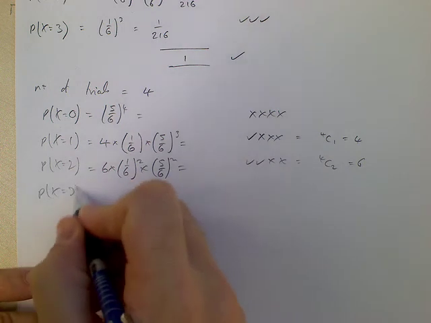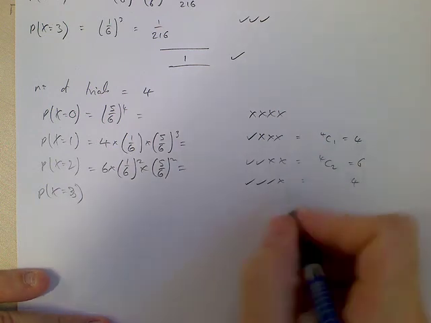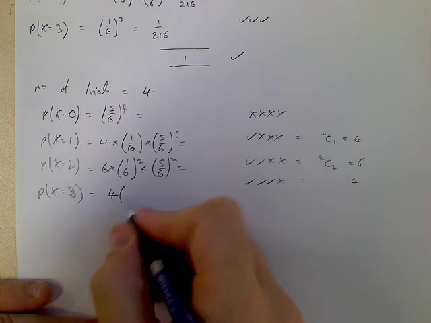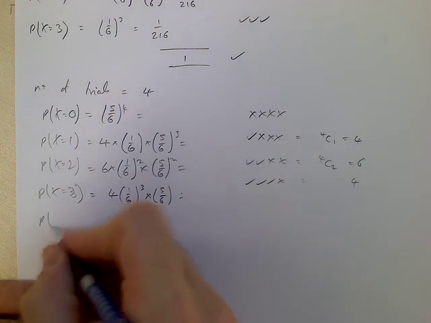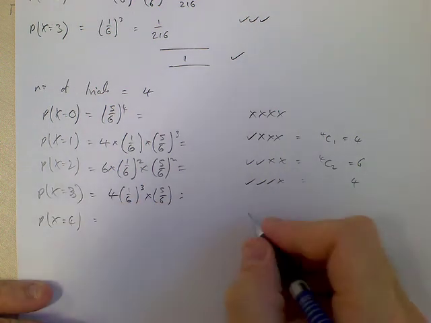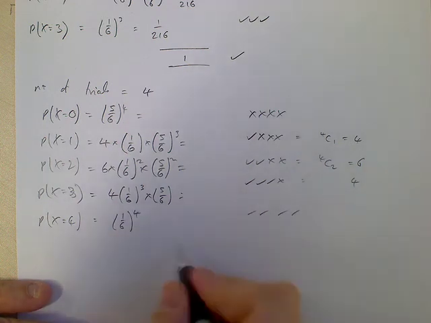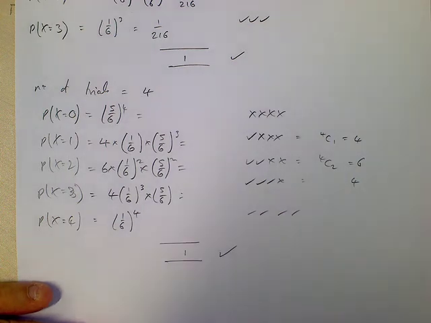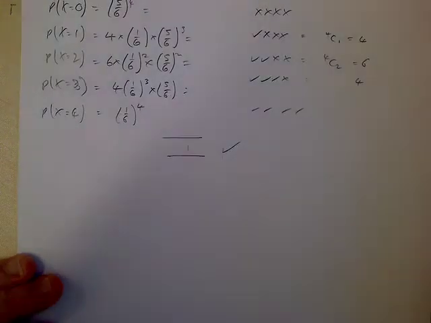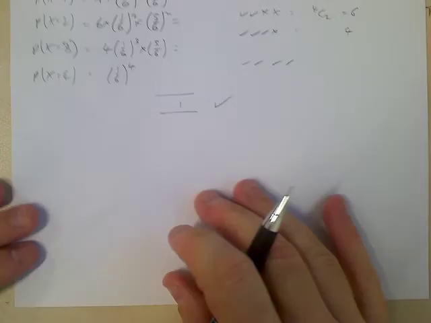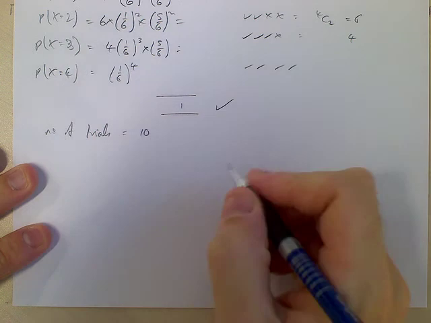Probability of x is 3. Tick, tick, tick, cross. So that's going to be 4 ways of doing that. 4 lots of 3 successes and 1 failure. And probability of x is 4 is going to be tick, tick, tick, tick. So success 4 times. If I add all of those, it should come to 1, and I've solved the problem for 4 trials. So now that we understand the way that this works, it should be a short step to solving for number of trials is 10.